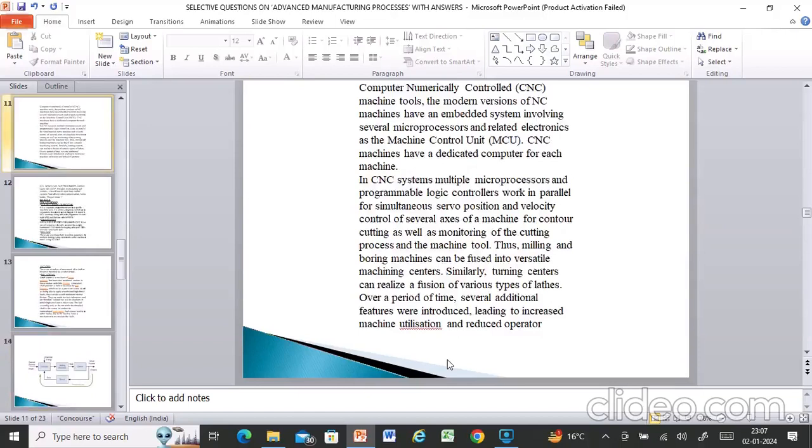Now I have given a write-up here from your class notes on CNC machines and its details. You can study this for your own knowledge, so I will not go into this. You can stop the slide and study this here.